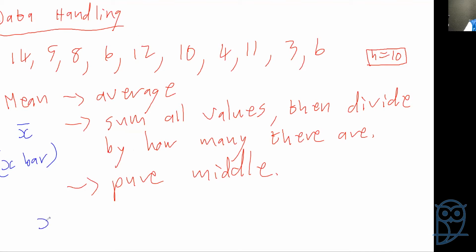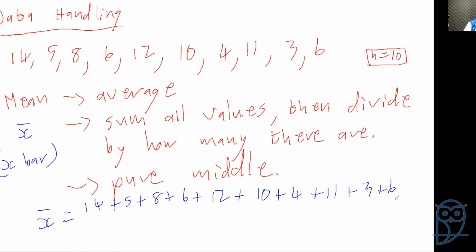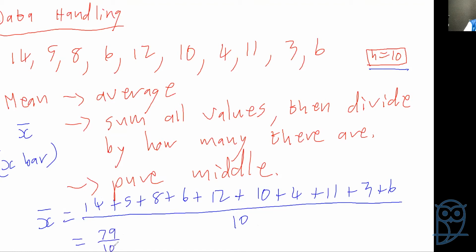All right, so my mean is going to be the sum of all of these, 14 plus 5 plus 8 plus 6 plus 12 plus 10 plus 4 plus 11 plus 3 plus 6, all divided by how many there are, and we found out there were 10. We can add all of these together and we get 79. And 79 divided by 10 is 7.9.